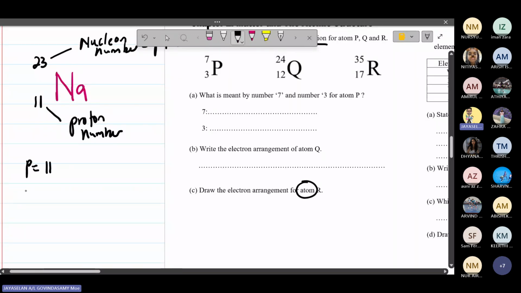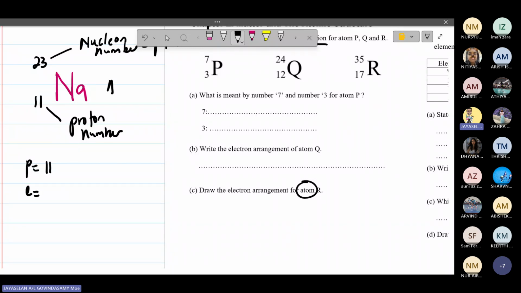Proton 11. Okay, electron: when you see this is an atom, proton equals electron. So proton and electron are the same. Neutron: 23 minus 11, which is 12. You already score 1 mark. Okay, all these must be memorized.